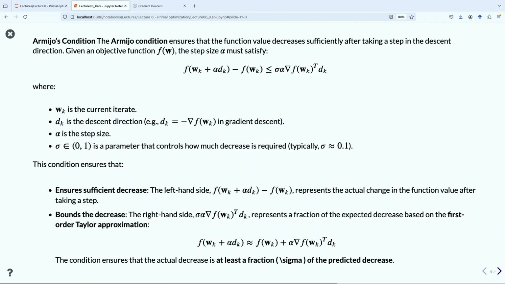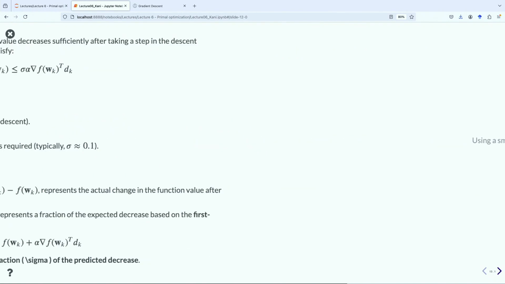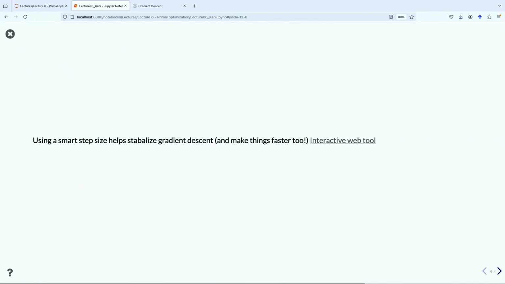But this isn't the only bound that people have proposed. This isn't the only decay that people have proposed. So we'll go into more advanced methods later, but this is sort of step one on improving your step size.